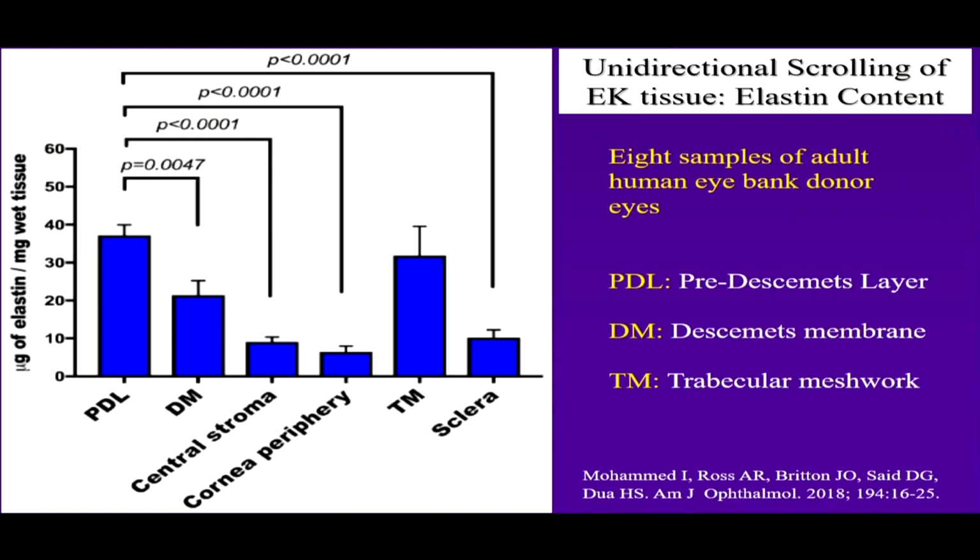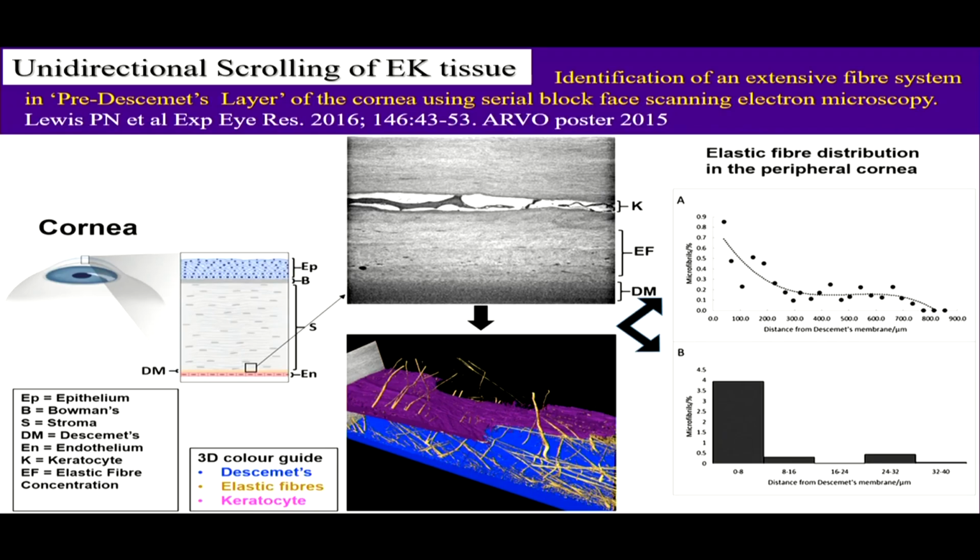Now that's true. Descemet's membrane has elastin. So if you measure the elastin of the different parts of the cornea, the pre-Descemet's layer and the trabecular meshwork have a very high concentration of elastin. In fact, the pre-Descemet's layer has more elastin than the Descemet's membrane. And this has also been shown by on-face scanning electron micrography by another group, Keith Meek's group in Cardiff, and they've shown there is a lot more elastin in the pre-Descemet's layer.